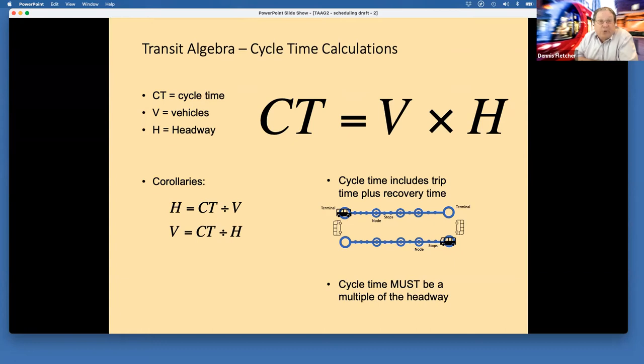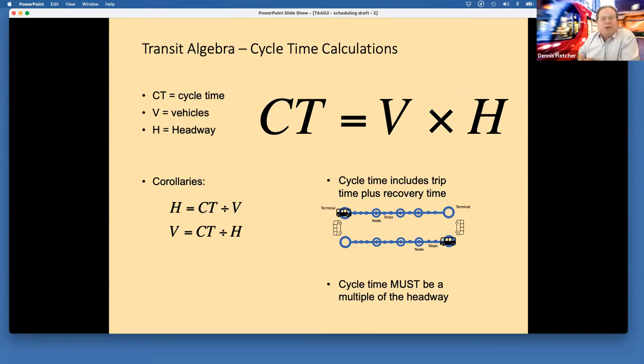Second, for the most part, V, vehicles, must be an integer, a whole number, because you can't put 2.3 buses on a route. Now, I know Bob's going to suggest that, well, maybe you can, and you can certainly put a half a bus on the route, but let's just go with this for now.